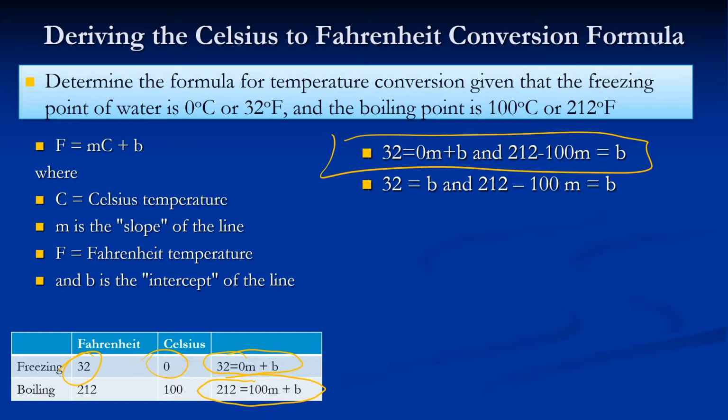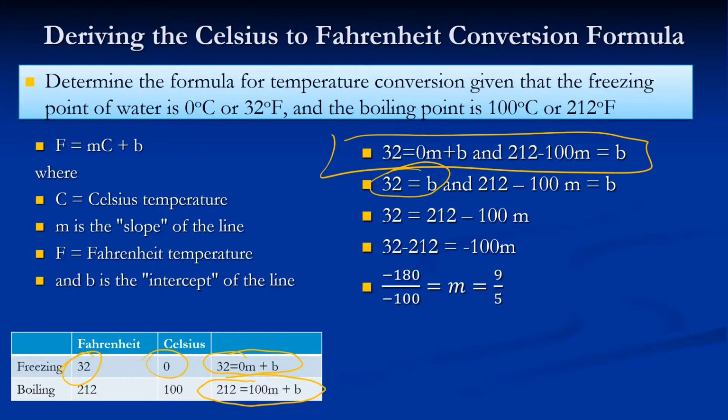32 equals 0m plus b. So that's true for that half. And then 212 take 100m equals b. So we can say that 32 equals 212 take 100m, and 32 take 212 equals negative 100m, and therefore negative 180 over negative 100 should give our m value, which is 9/5.